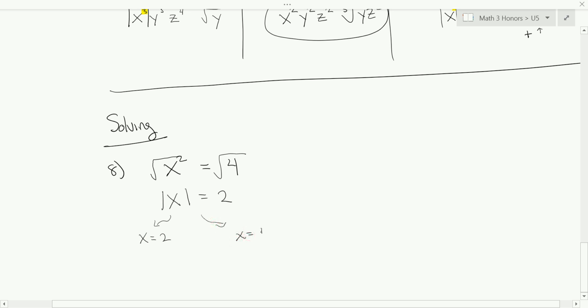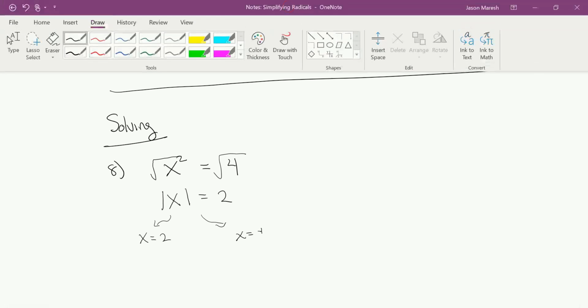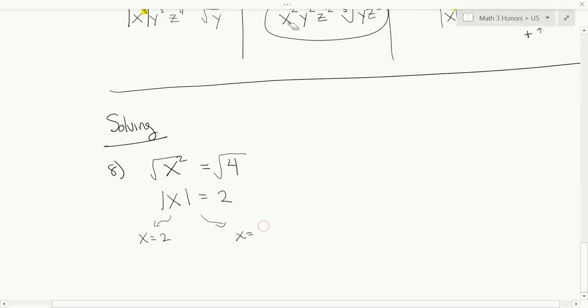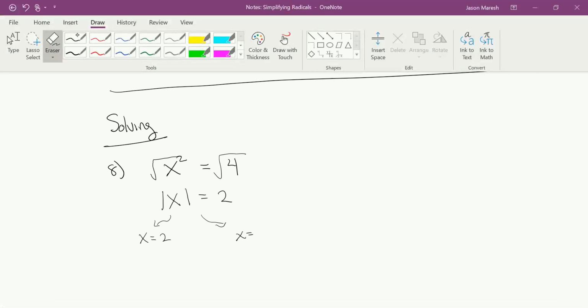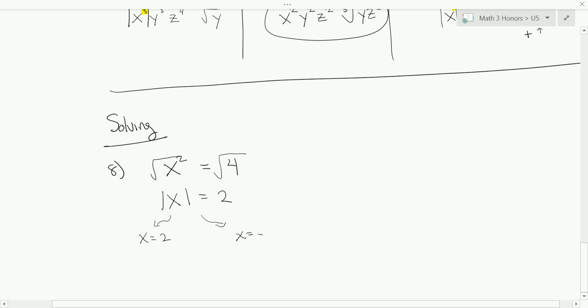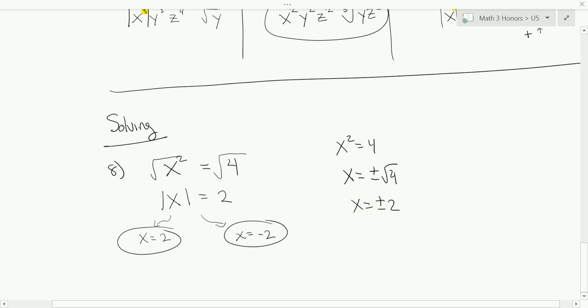Now we usually skip that step. Sorry, I'm putting positive; it should be negative. We usually skip that step and just write plus or minus square root of 4. But this is really where it's coming from, and it relates to what we're doing here. So that's why I'm writing it. Often we'll solve it this way: x squared equals 4, so x equals plus or minus square root 4, or x equals plus or minus 2, and that's fine as well. But there's 2 different answers.